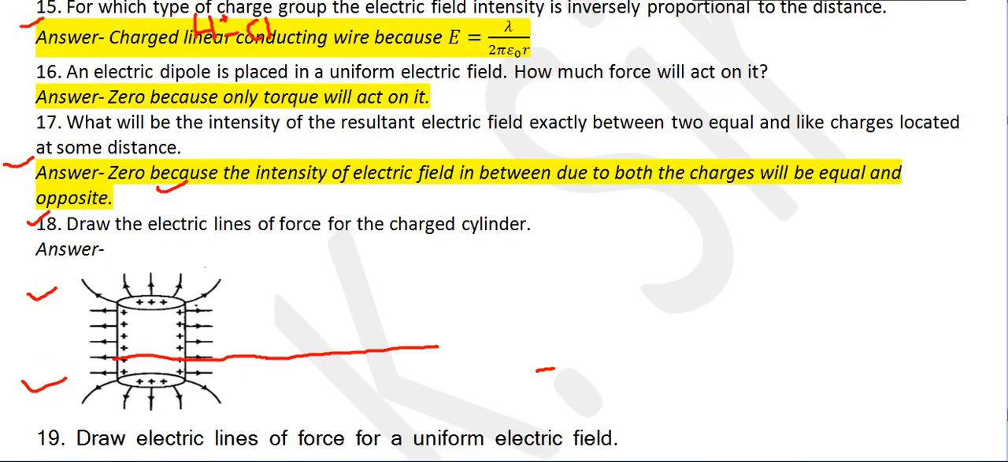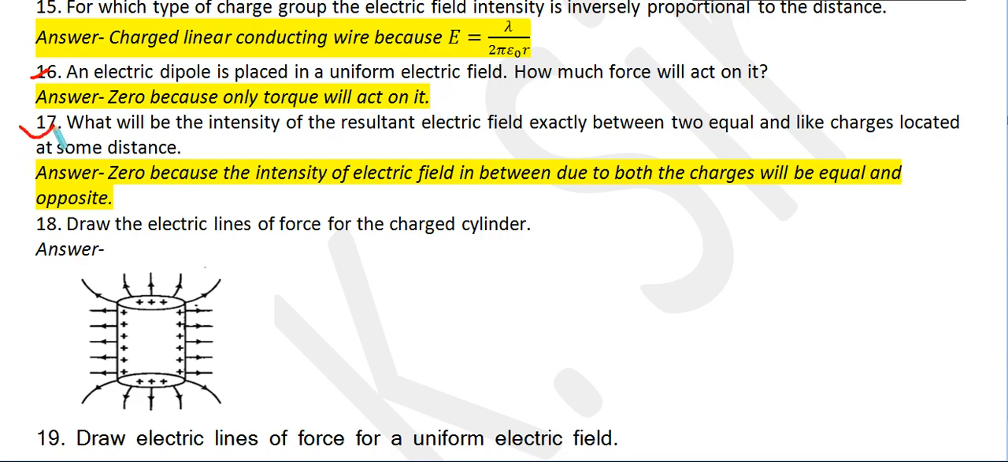Next question, question number 16. An electric dipole is placed in a uniform electric field. How much force will act on it? 0, because only torque will act on it. In a uniform electric field, no net force acts on a dipole.